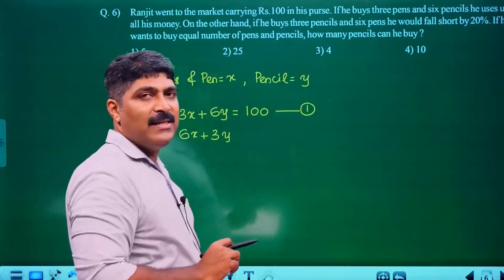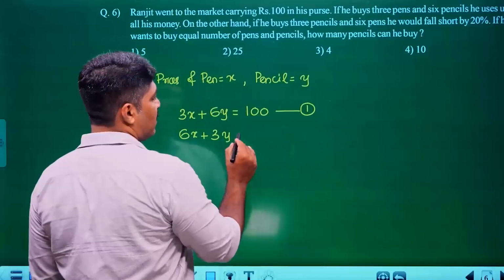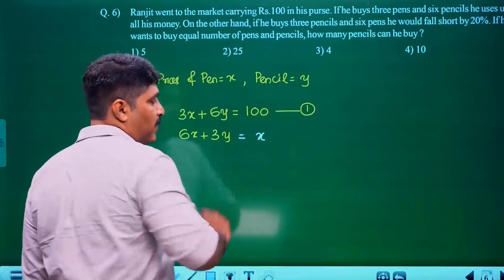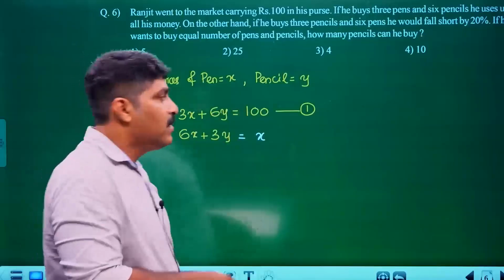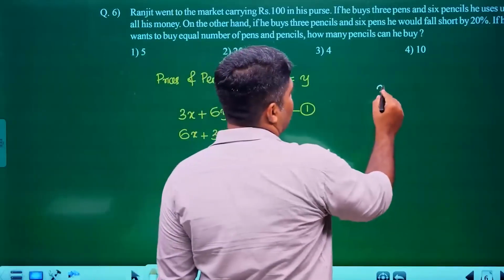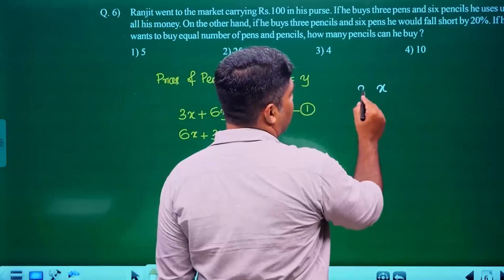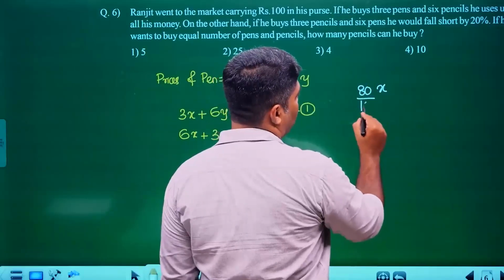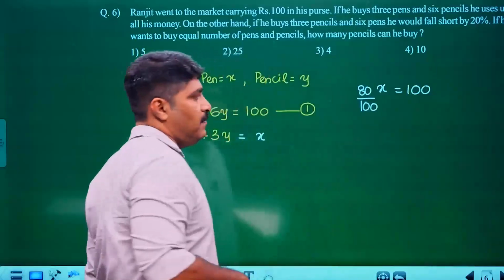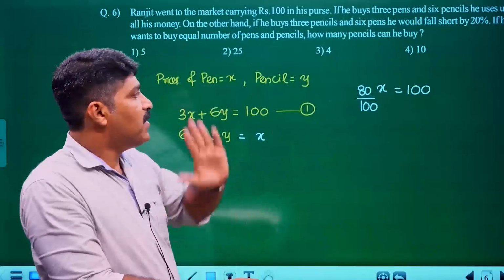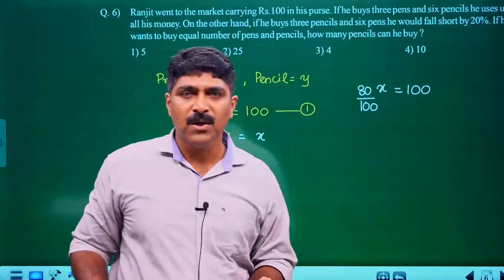So that is equal to X. We just consider this is equal to X. Then how can we express this X in terms of 100? We can consider 80% of this X equal to 100 rupee. That's the logic. 80% of X equal to 100. Have you got the logic?